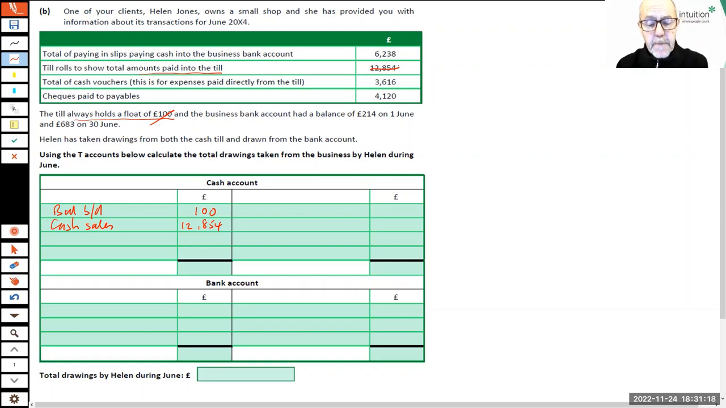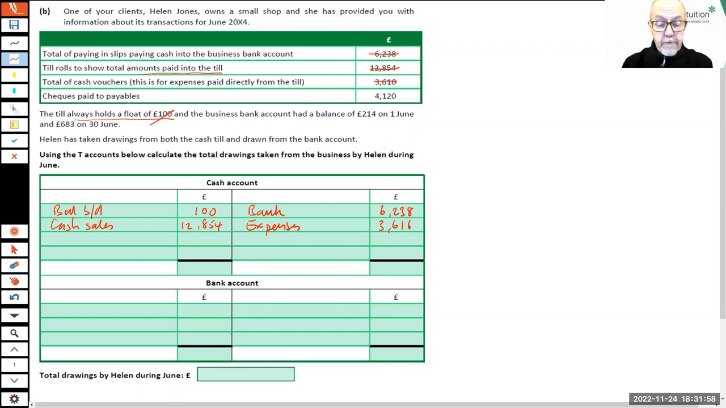Total of cash vouchers, expenses paid directly from the till. Oh, actually, the top one's also out of it. Paying in slips paid into the bank. So out of that till, we have taken 6,238 and paid it into the bank. We've spent 3,616 on expenses. Checks paid to payables. Well, checks don't come out of the cash till, so we don't worry about those, do we?